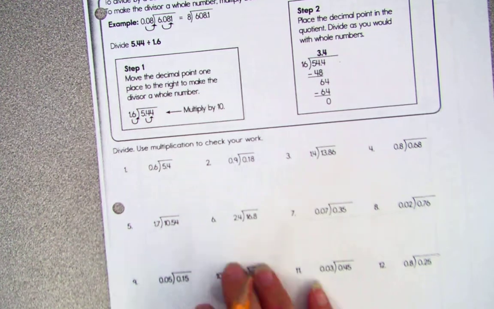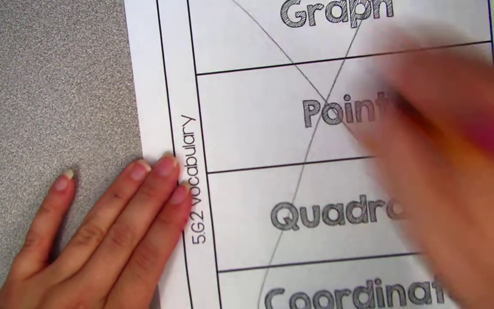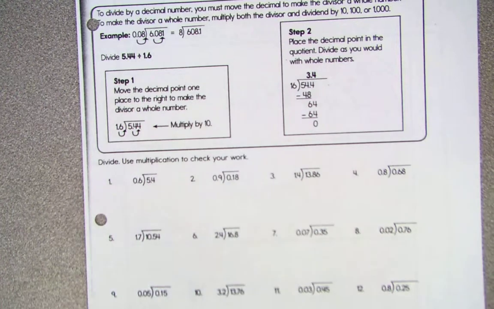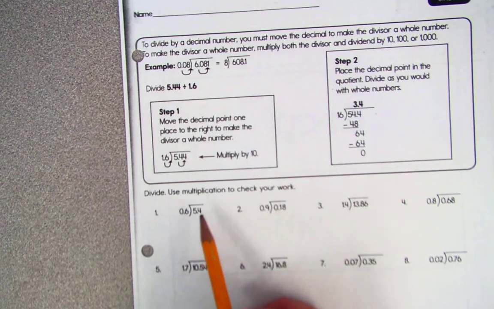Okay, you should have this sheet right now. On the back, you're going to see that there's random things. The back's not important. It got copied wrong, so there's nothing on the back. Okay, so we're going to start off right here, and you're going to do 0.6 divided by 5.4.